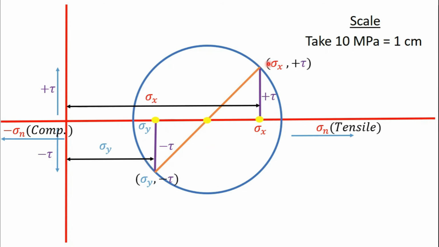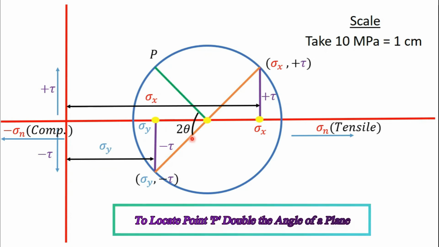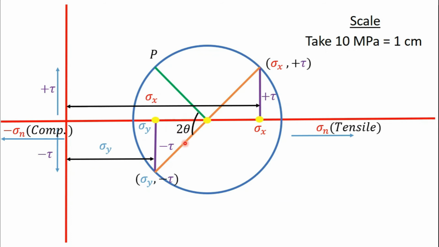Now take this diameter, which we have drawn by connecting this coordinate to this coordinate, as a new axis. Since we have considered clockwise to measure the angle in our convention, we take this as clockwise, and you can see that twice the angle theta, which is given in the question, is measured from this axis in a clockwise direction, and we get this point P.